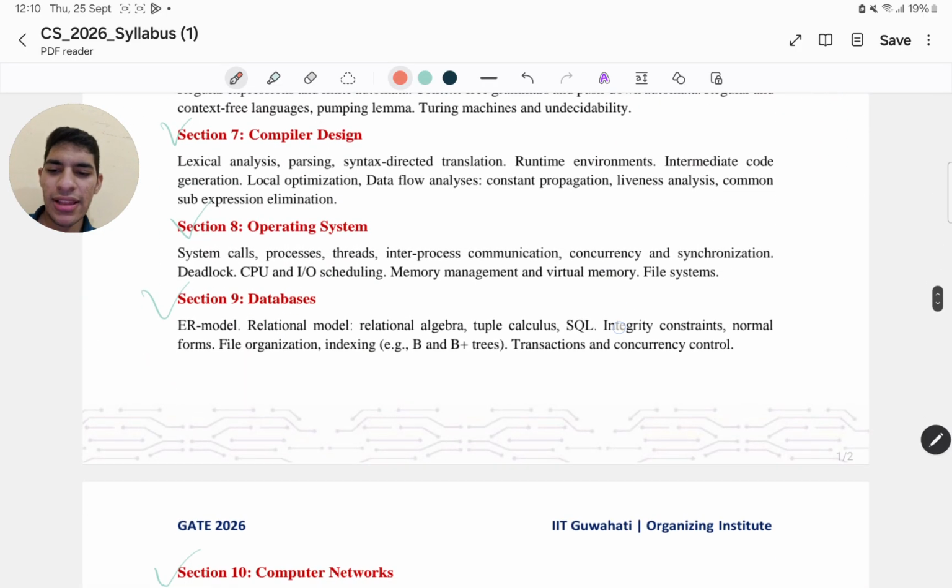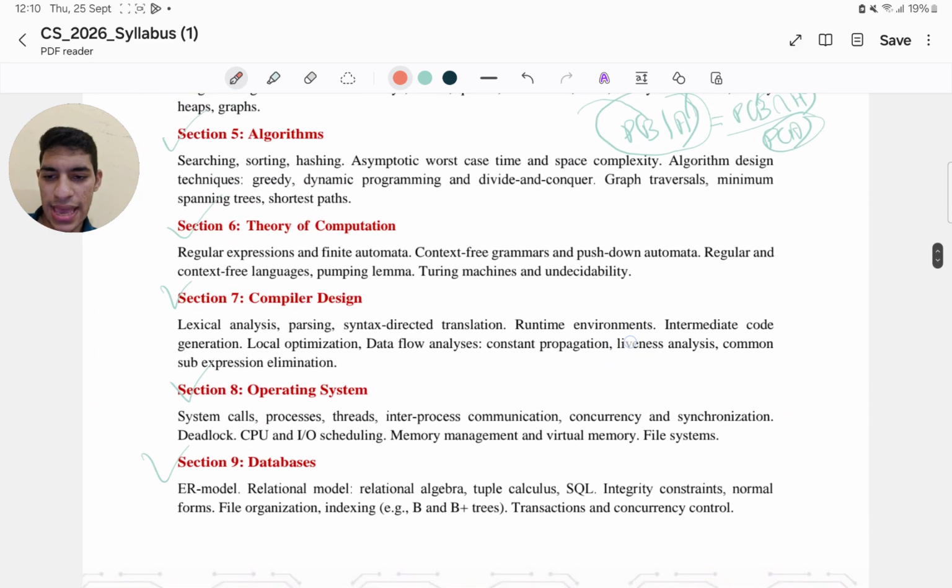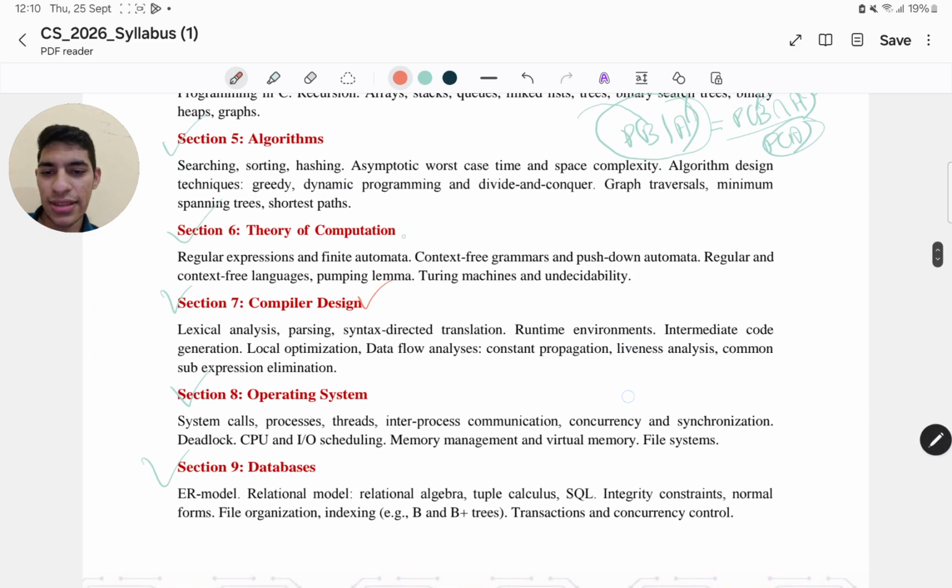After that, they feel a lot of problem in, I must say, compiler design, and they also find theory of computation to be a little bit complex.